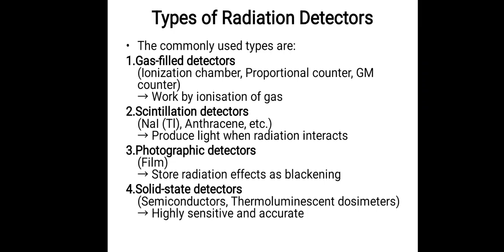Types of radiation detectors. The commonly used types are gas filled detectors, which are the ionization chamber, proportional counter, and GM counter, which work by ionizing gas; scintillation detectors, which use crystals that produce light when radiation interacts; photographic detectors or film based, which store the radiation effect as blackening; solid state detectors, which are semiconductors; and thermoluminescent dosimeters, which are highly sensitive and accurate.